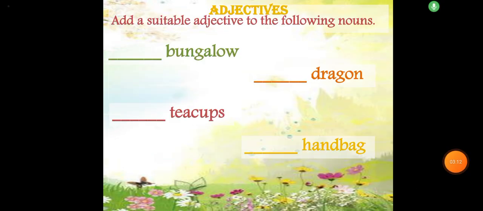Now you have to add a suitable adjective for the following nouns. First I have dash bungalow. A bungalow is a place, so I'm going to write beautiful bungalow. It's a beautiful place. Then dash dragon, so terrible dragon, because it's not good. Dash teacups, yummy teacups, and then dash handbags, that can be cute handbags.